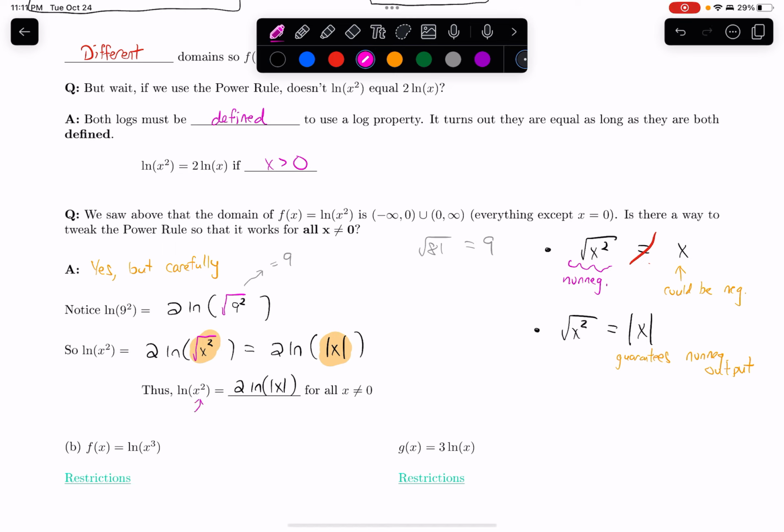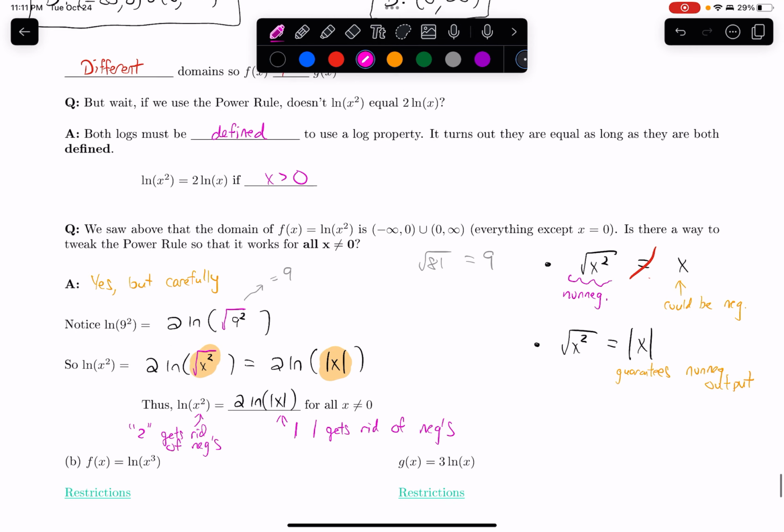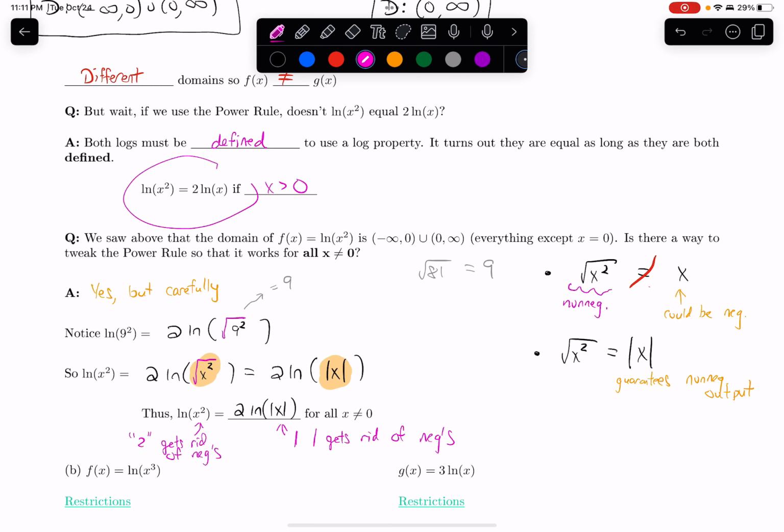Over here, the squared gets rid of negatives. And on this side now, I have something that gets rid of them as well. It's the absolute value. The absolute value gets rid of negatives. Again, because before I put the absolute value there and I just had this, the right-hand side didn't have a way of getting rid of negatives. And that made the two sides different.